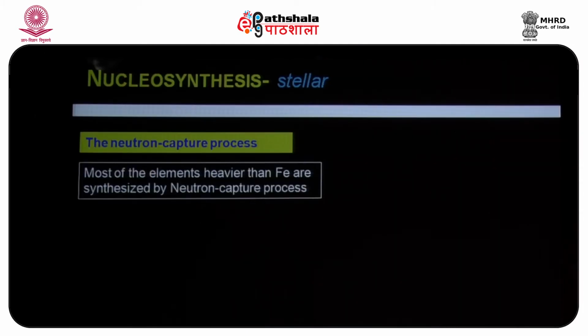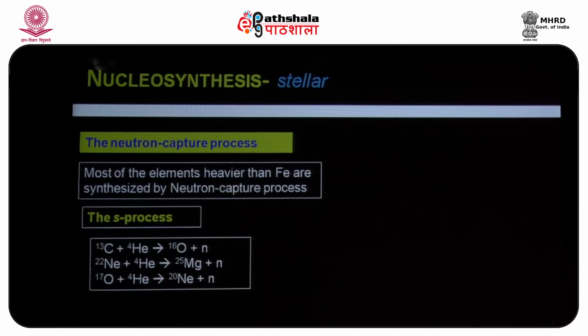Now, there is another important process which is known as the neutron capture process, by which elements heavier than iron are synthesized inside these stars, and there are two different processes of neutron capture. One is the slow neutron capture process, and the other one is the rapid neutron capture process. In the slow process, the neutrons are produced by reactions like this, which participate in the neutron capture.